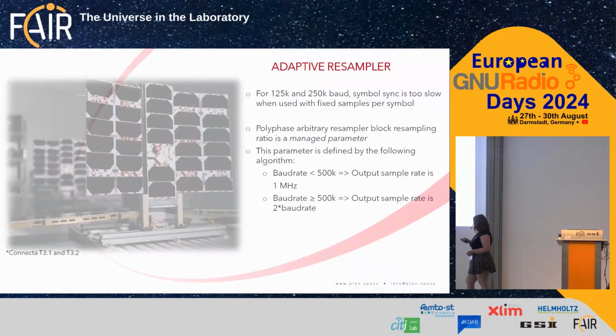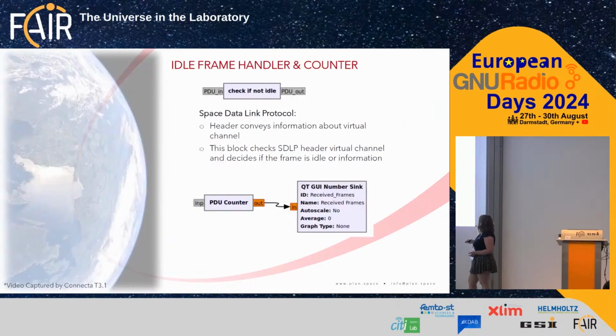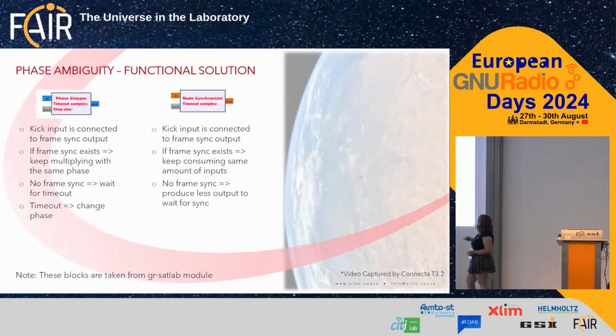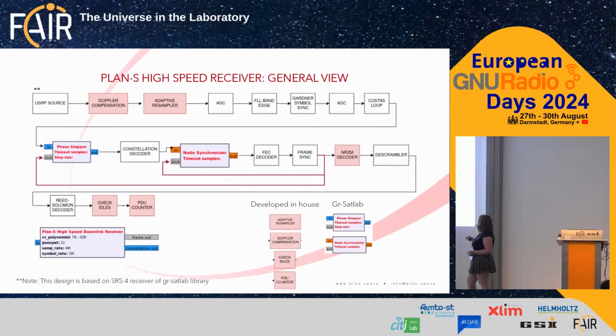That's tackled too. Another issue we have is that the symbol synchronizer block is specifically geared for high speed. What it means is that it requires lots of samples to correctly operate. However, when I go for something like 125 kilobaud, it does start working a little slowly. So what I did is I made the resampling ratio a managed parameter. If the baud rate is less than a certain point, the output sample rate is increased.